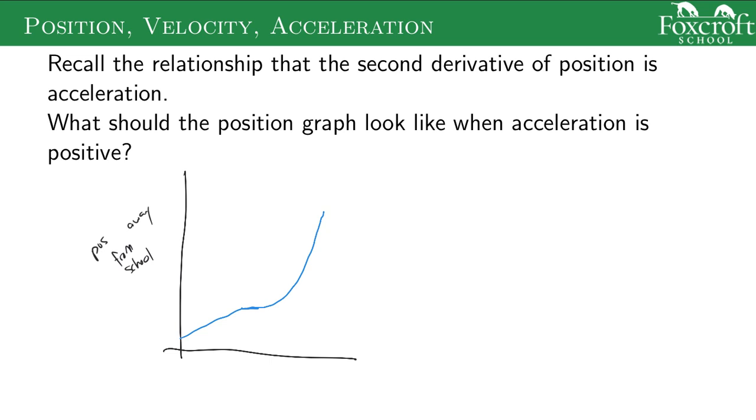So if this is when you're leaving the front gate, making that right-hand turn out of the front gate, you start off really slow. Your position is not changing much, but as you push your foot on the gas pedal, you start going faster and faster, so your position away from campus is changing quicker and quicker. This is what it's going to look like when you have a positive acceleration.